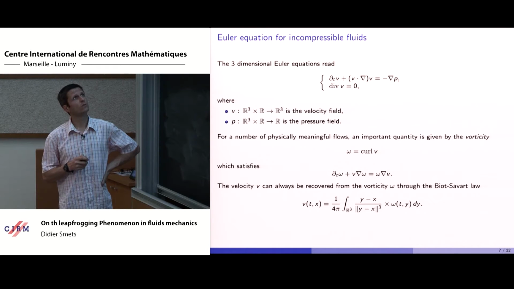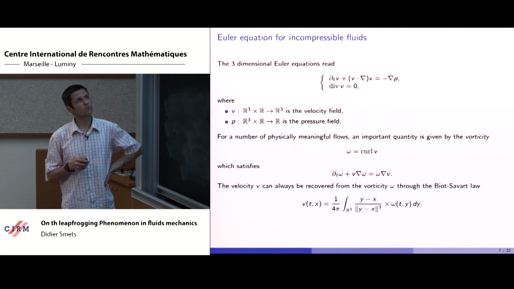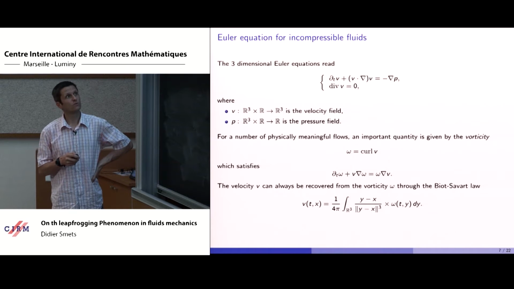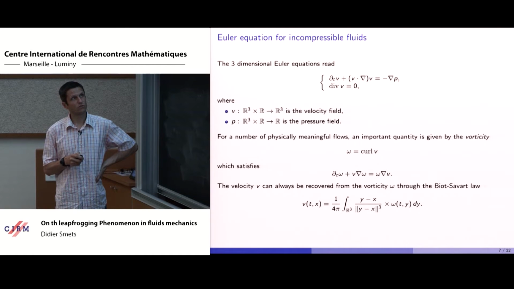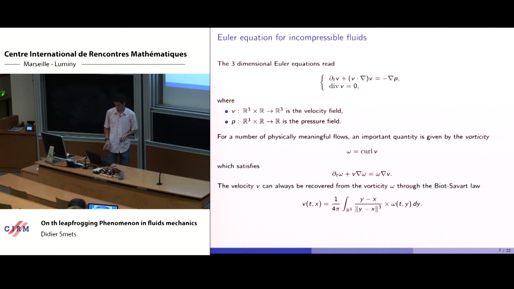So here the important variable is the velocity field V, the velocity of the air. The pressure can be eliminated by going into the vorticity formulation. This was the main goal of Helmholtz's paper, to write the equation just in terms of this little omega here. And the important thing for the Euler equation is that you get an equation both for the velocity and the vorticity, but the velocity is not a new variable. It can be recovered completely from the vorticity through the Biot-Savart law. And this is something which will not be the case for the Gross-Pitaevskii equation.